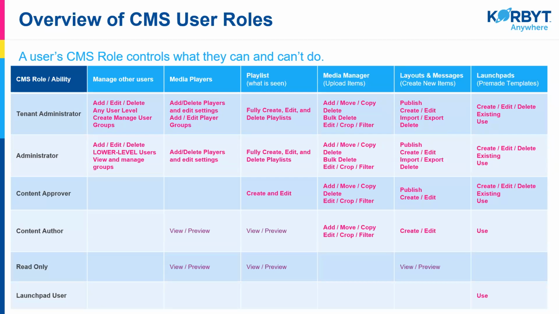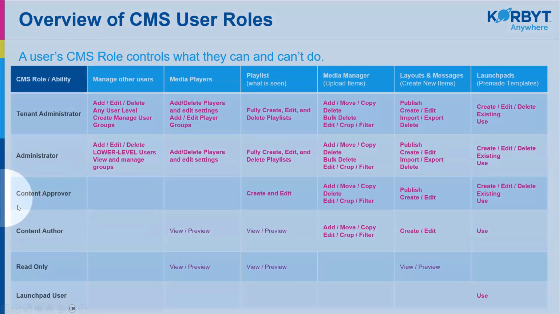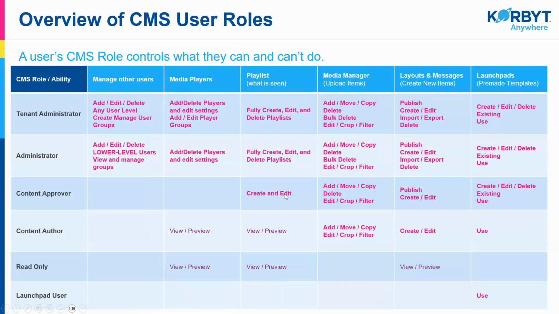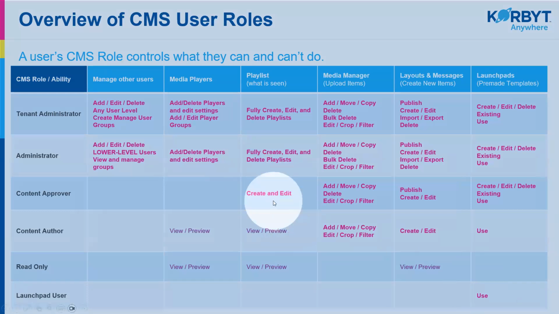Within Korbyt's digital signage service, there are 6 different user roles that someone can have. Individuals, if they're going to log into the management portal that we're in today, have a role. Just one role that defines what they can and can't do in Korbyt. For example, a content approver, one here towards the middle, has no ability to manage other people or manage media devices. They do, however, have the ability to create and edit playlists, so they can affect what is seen on your screens.